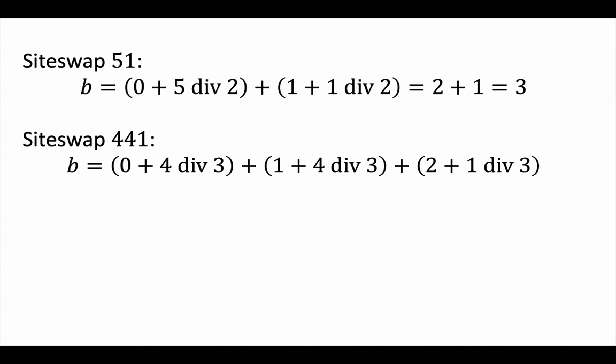Those will be 4, 5, and 3. 4, 5, and 3 are each equal to 1. The quotients are 1 when we divide by 3, so we get a 3-ball siteswap.